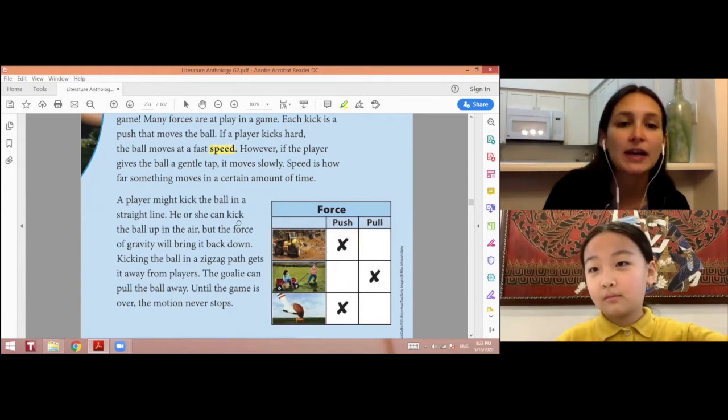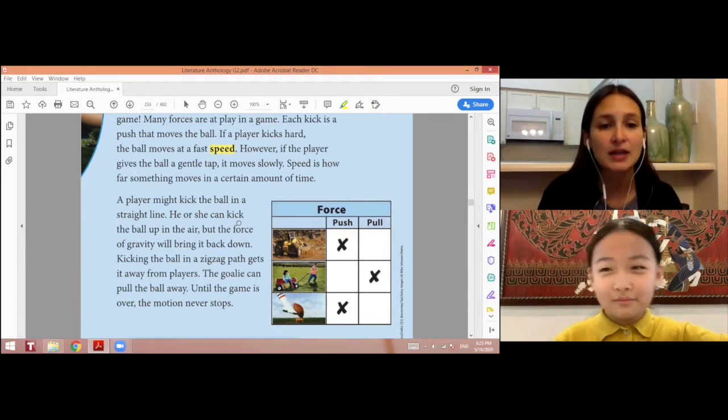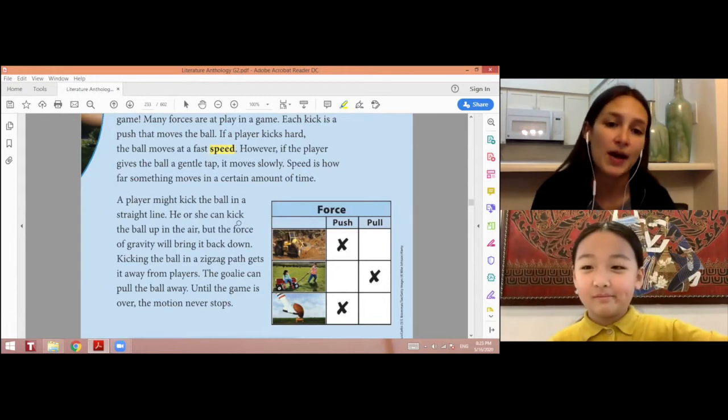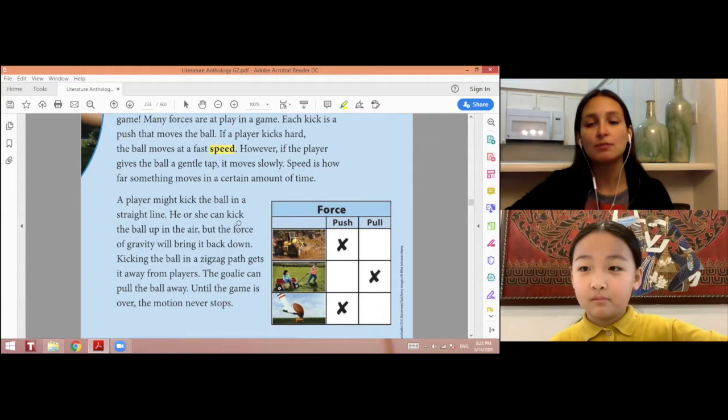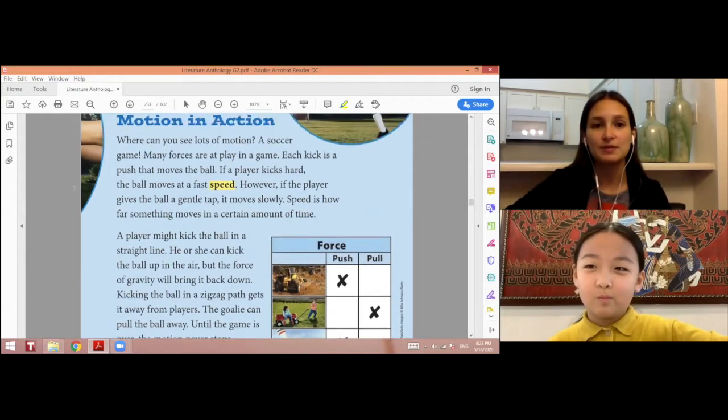He or she can kick the ball up in the air, but the force of gravity will bring it back down. Kicking the ball in a zigzag path gets it away from players. The goalie can pull the ball back. Until the game is over, the motion never stops. Okay, your turn.